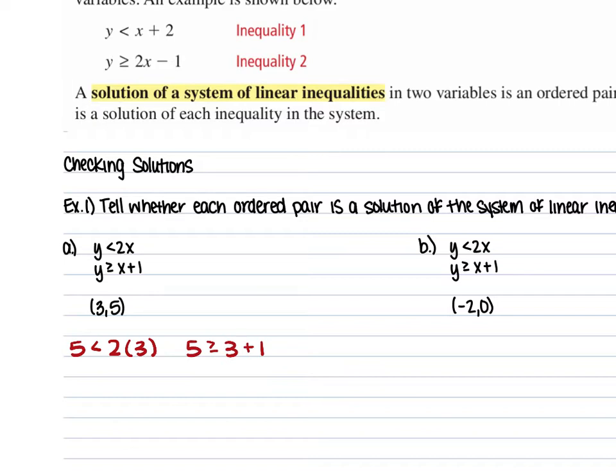For the top equation, 2 times 3 is 6, so it gives us 5 is less than 6. For the bottom equation, 3 plus 1 is 4, so that gives us 5 is greater than or equal to 4. These both are true statements, so in fact, 3, 5 is a solution.